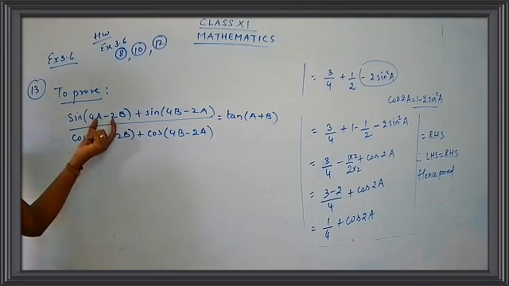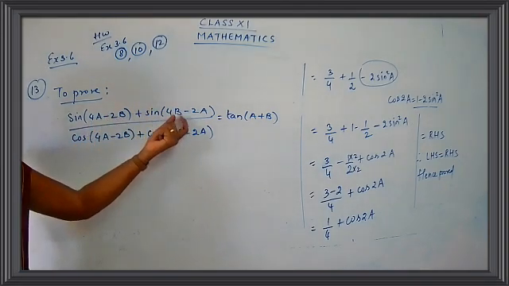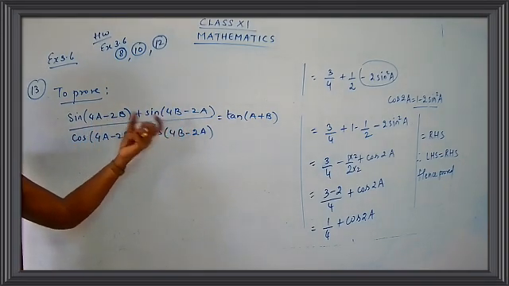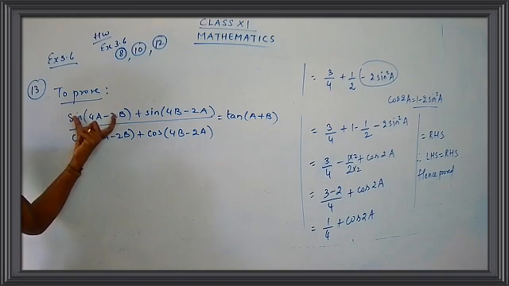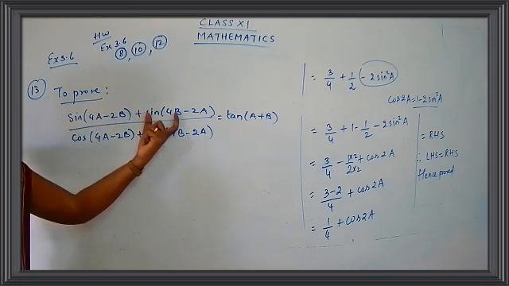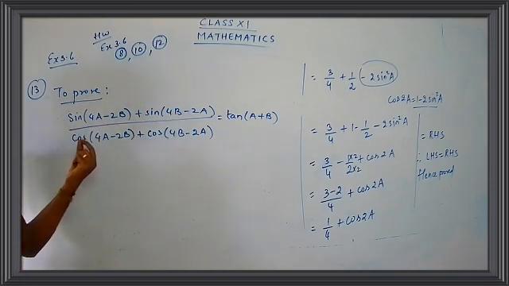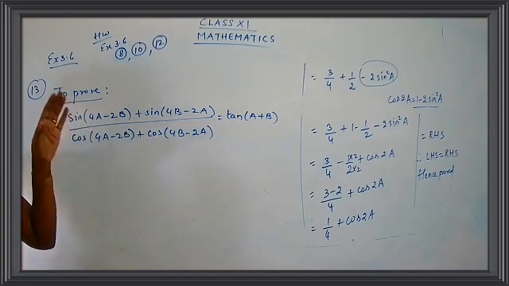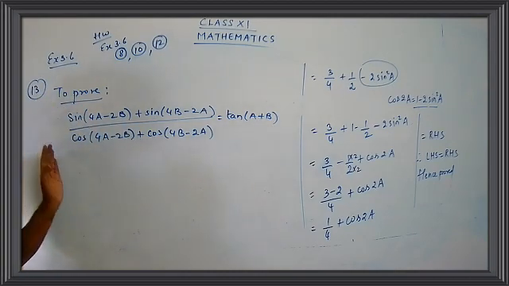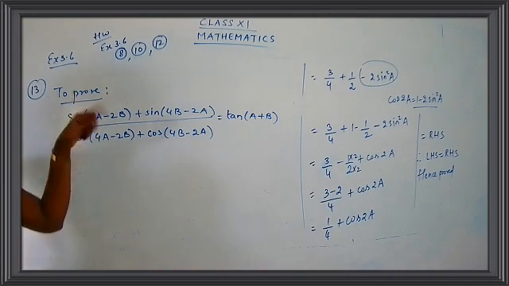So c is 4a minus 2b and d is 4b minus 2a. So do not apply the formula for sine of x minus y. No. Here you're going to take this whole part as sine c and this whole part as sine d. And this is cos c plus cos d. So we are going to use the identities for product. This is sum, yeah. We have sum to product.